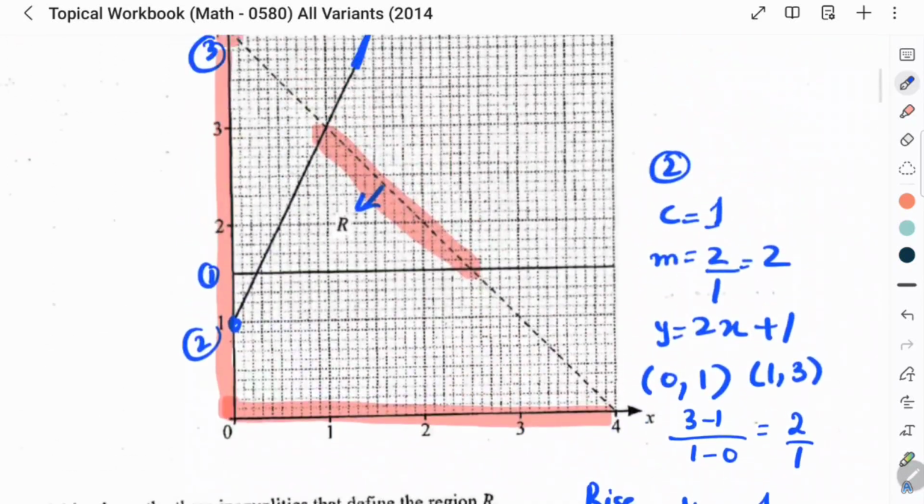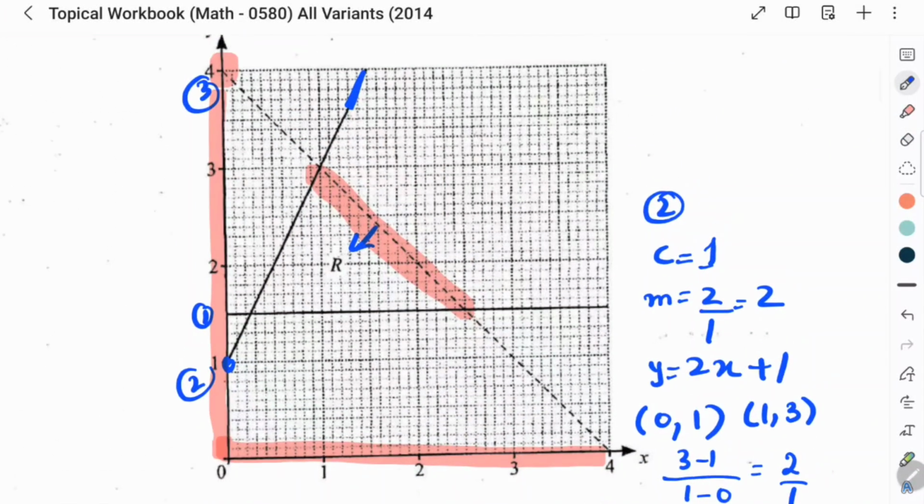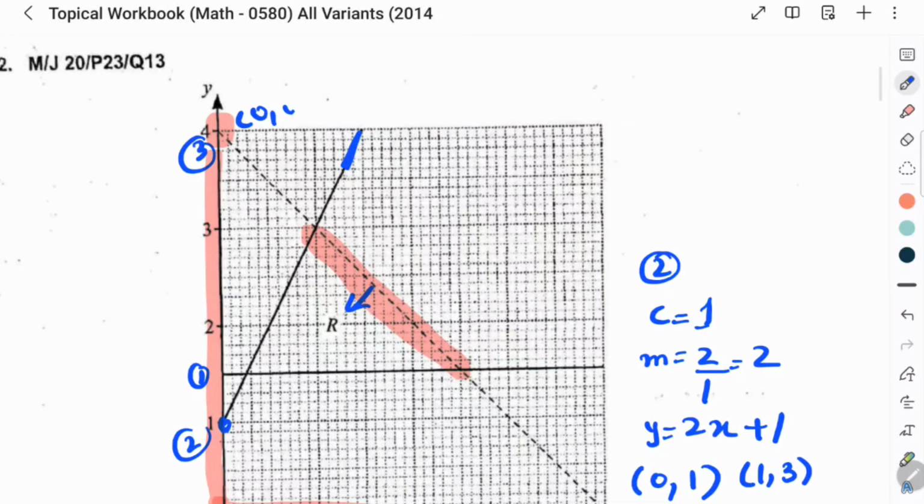This is a 4 marks question. Here also I wanted to discuss that if you can't do rise over run, you can take 0, 4 and 4, 0. If you do it like 0 minus 4 upon 4 minus 0, then you will get the negative 1 gradient. So just try this. Come to the next question.